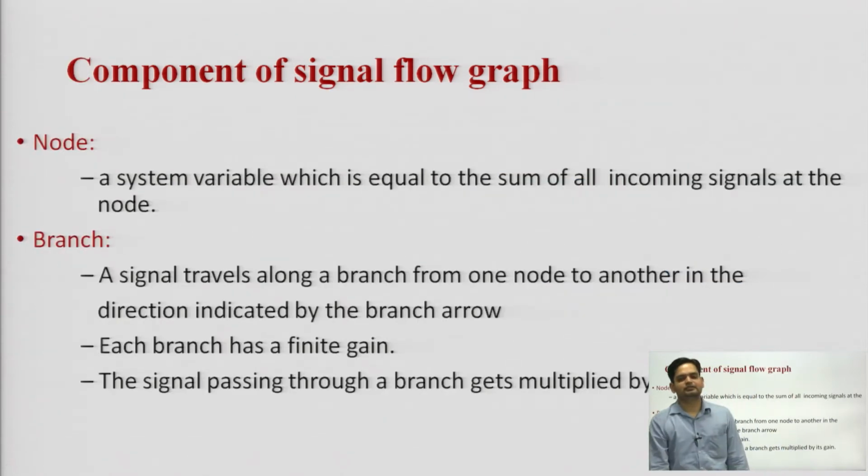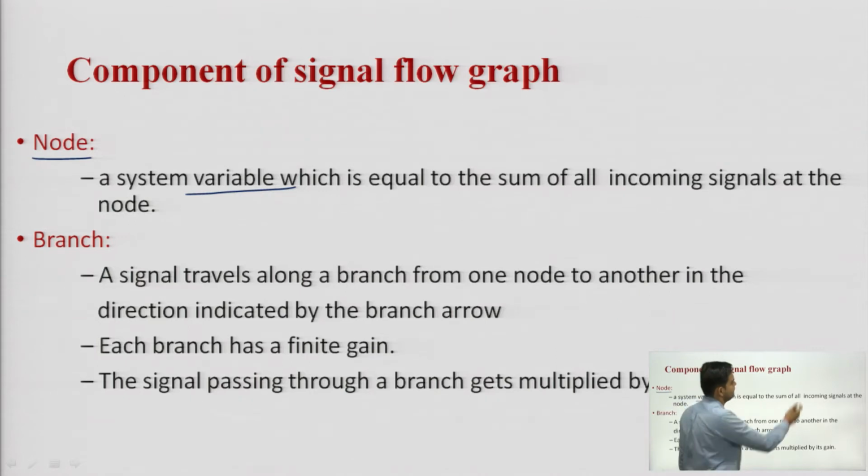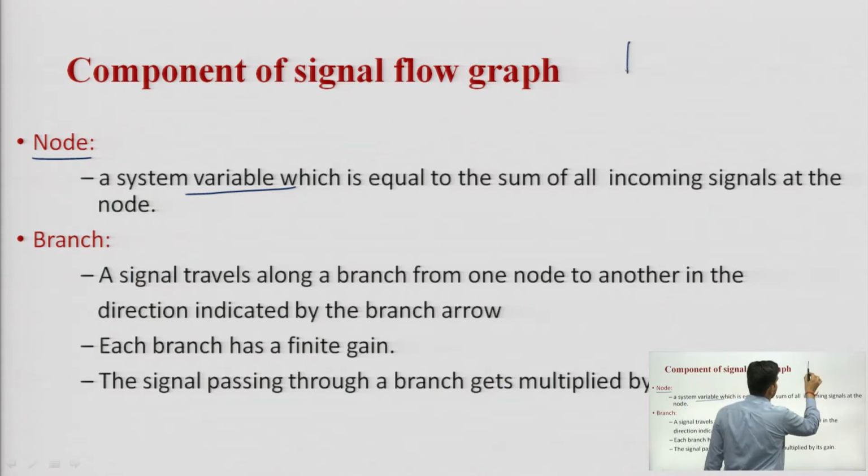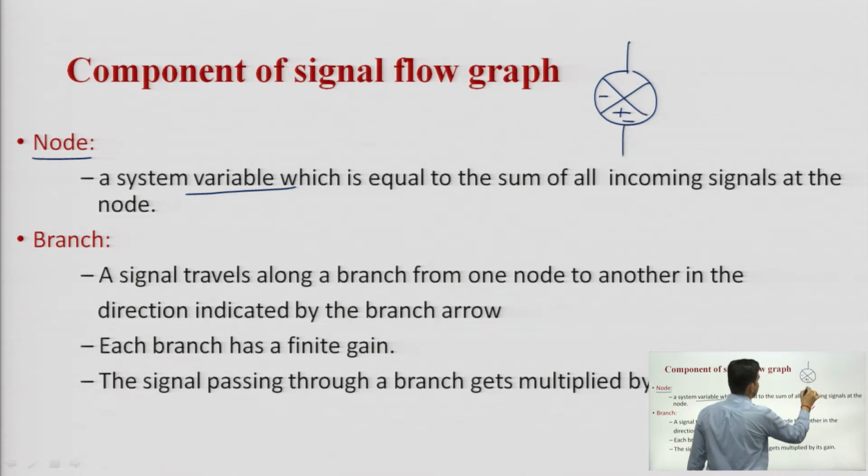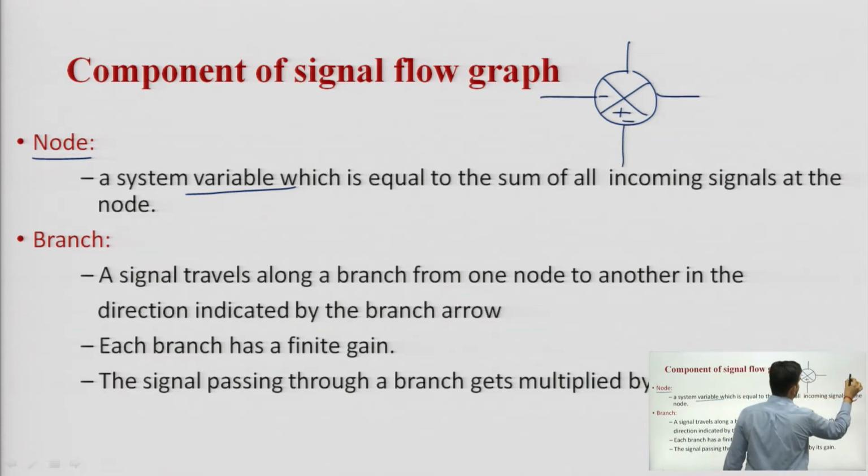Then we will see some components of the signal flow graph. One is the node. So, what is a node? It may be a system variable which is equal to the sum of all incoming signals at the node. For example, if we see in the block diagram, the summer point is here. So, I can replace this summer point with a node.